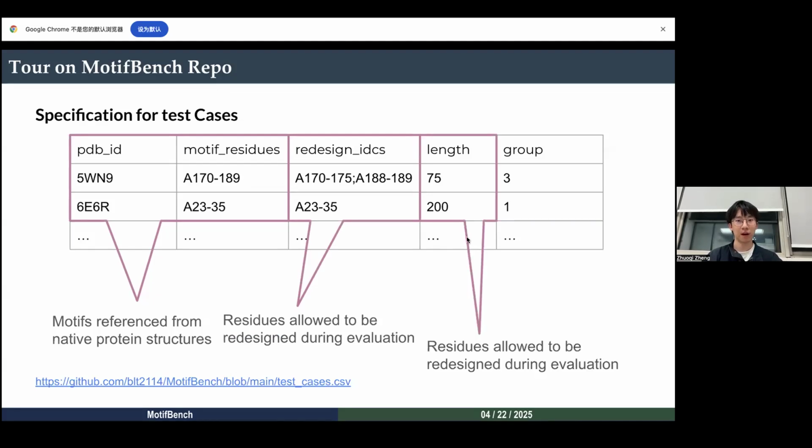We also specify the overall length of the scaffold, around that of the reference scaffold, and finally a group, where group 1 represents single-segment motifs, group 2 represents double-segment motifs, and group 3 represents multiple-segment motifs. So basically, this file contains all the information for the motif test cases, and you don't need to rewrite everything here when you evaluate. This is just a case for reference.